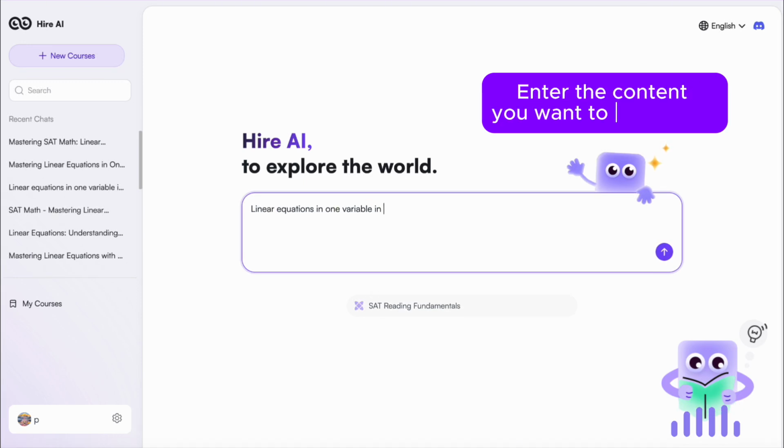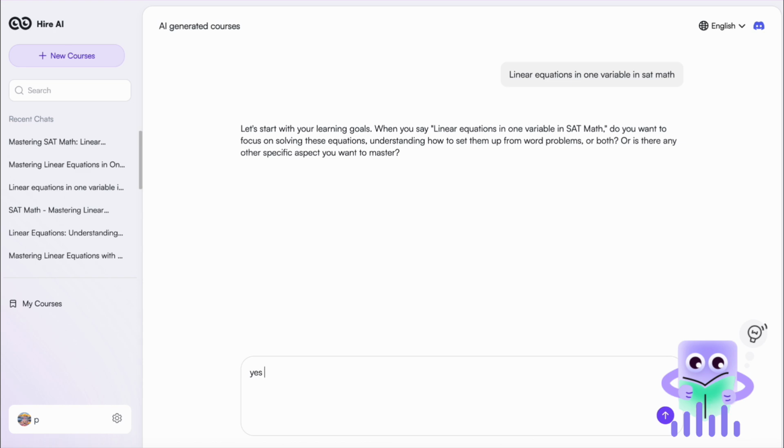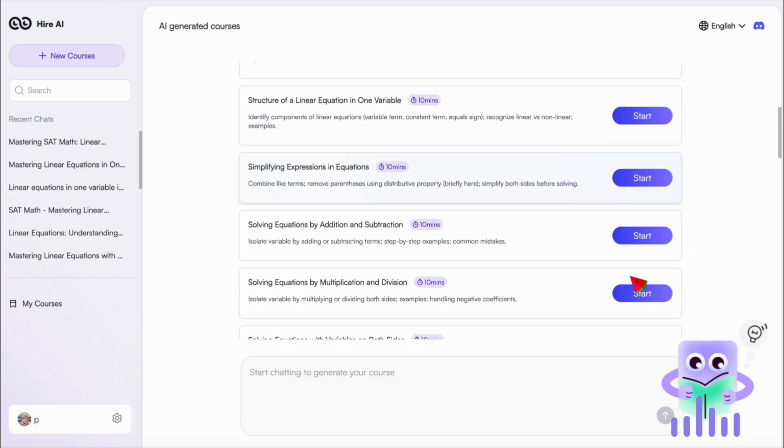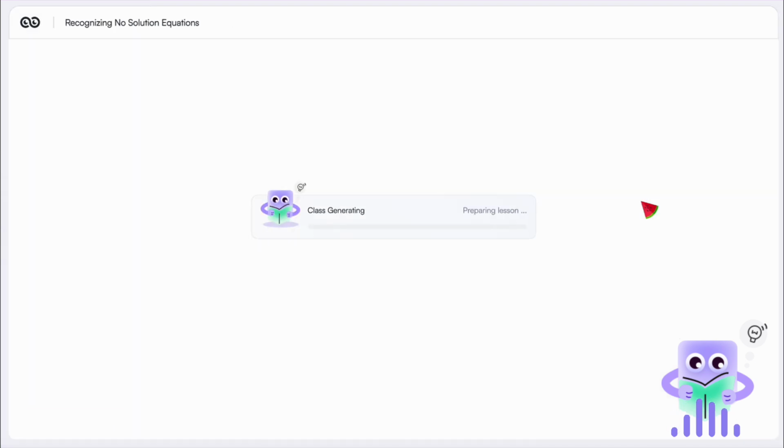Today, I'm studying the SAT math course on linear equations in one variable. Higher AI will confirm my learning goals and then generate a detailed study plan. So I select the course, recognizing no solution equations.